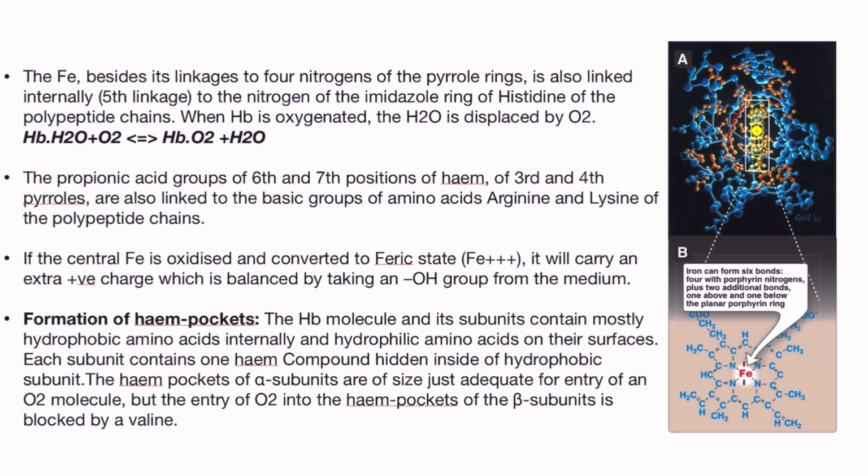Formation of heme pockets. What is this? The hemoglobin molecule and its subunits contain mostly hydrophobic amino acids internally, and hydrophilic amino acids are outside, at the surface. Each subunit, each globin, contains one heme compound hidden inside the hydrophobic subunit. The heme pockets of alpha subunit or alpha globin are sized just adequate for entry of one oxygen molecule, but the entry of oxygen molecules into the heme pockets of beta subunits is blocked by valine. You can say beta, delta, epsilon, gamma, zeta, whatever subunits are not allowed to contain oxygen due to the presence of valine.